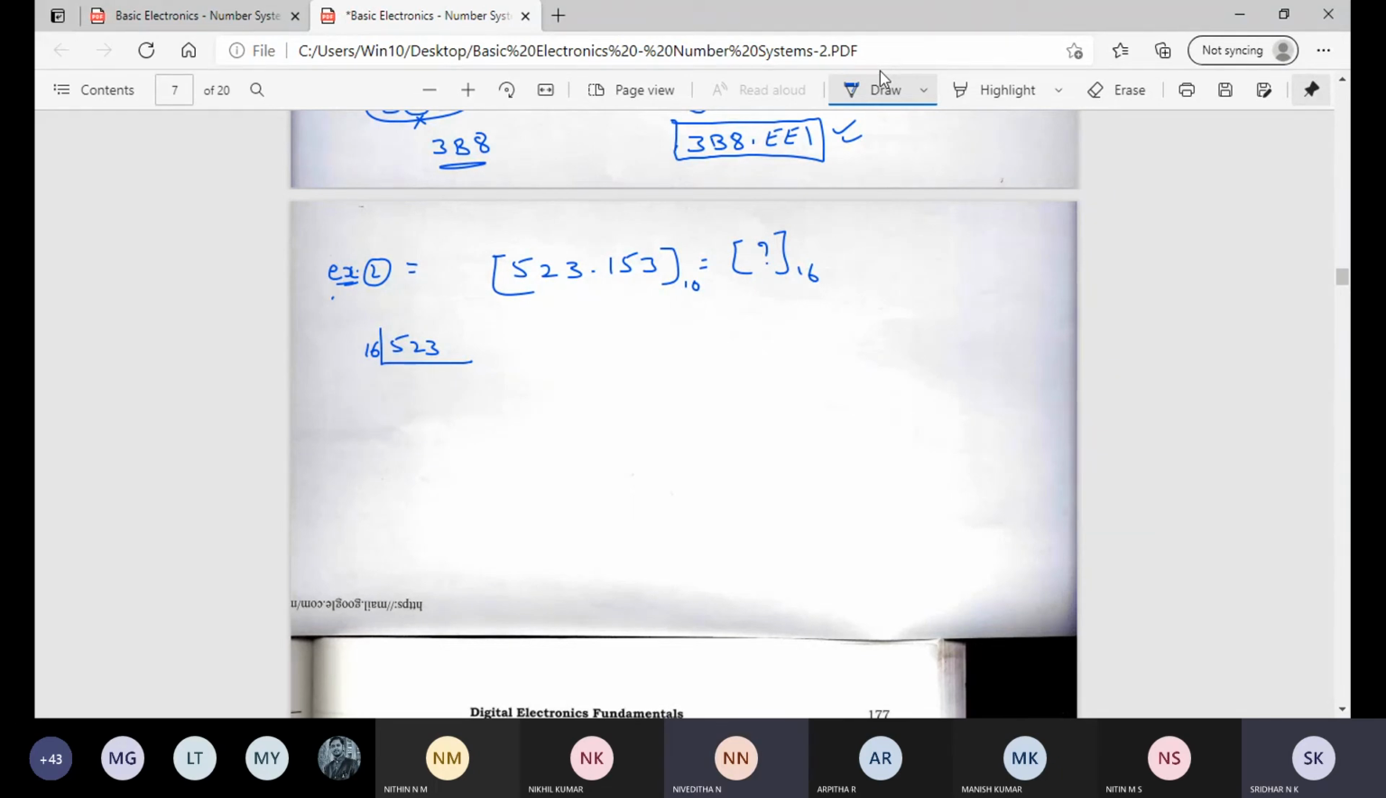Quotient 32 and remainder 11. So its equivalent will be B, correct? Then 32 divided by 16, quotient 2, correct? And remainder 0. So this is done. Next, the fraction.